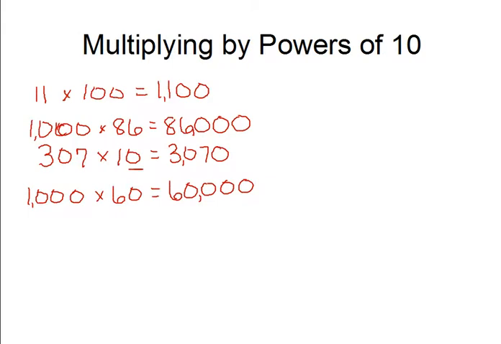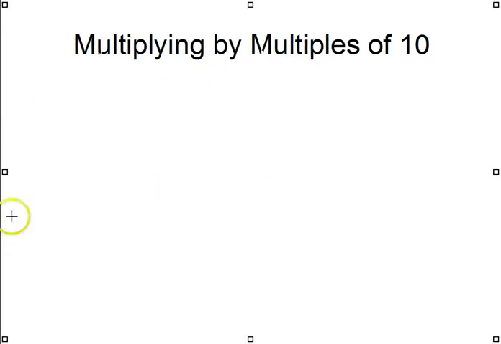So let us do the next one. All right, so the second thing we were working on along with our multiplying powers of 10 was multiplying by multiples of 10. So what I started with was if we were going to do 6 times 4, it's a math fact, 6 times 4 is 24. Well, what happens when we have 6 times 40?